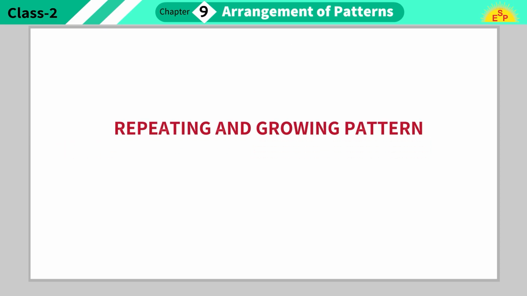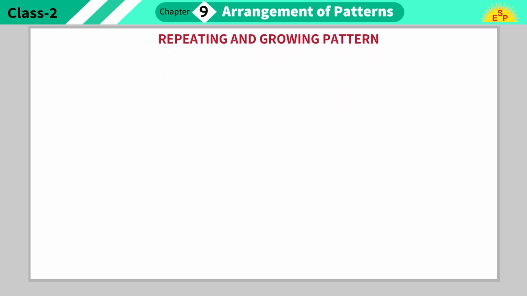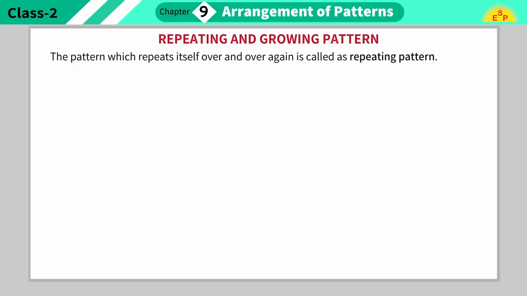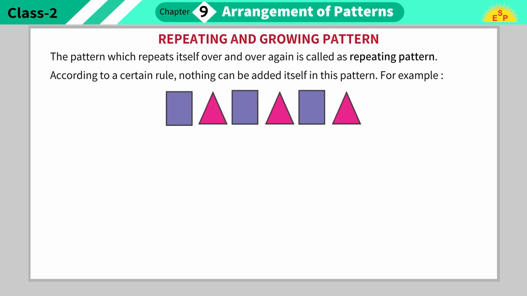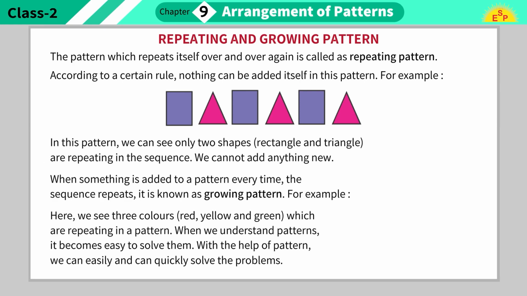Repeating and growing pattern. The pattern which repeats itself over and over again is called a repeating pattern. According to a certain rule, nothing can be added in this pattern. For example, in this pattern, we can see only two shapes, rectangle and triangle, repeating in the sequence. We cannot add anything new.